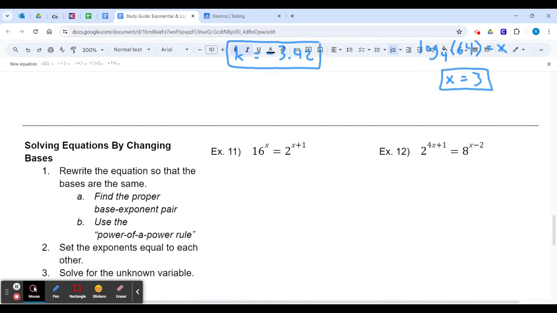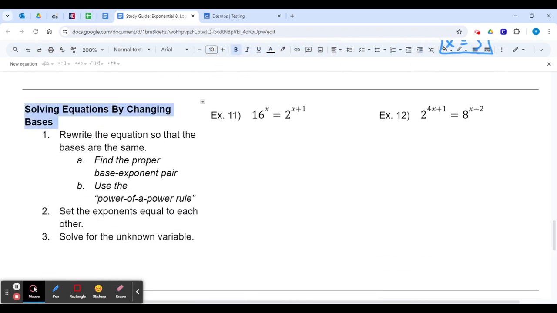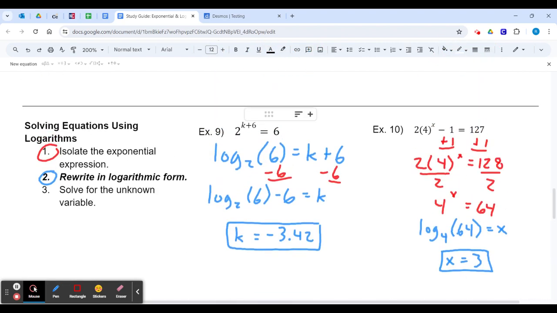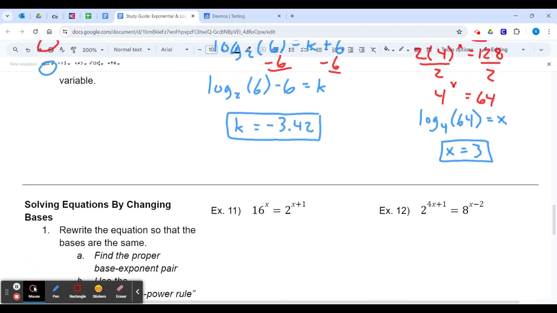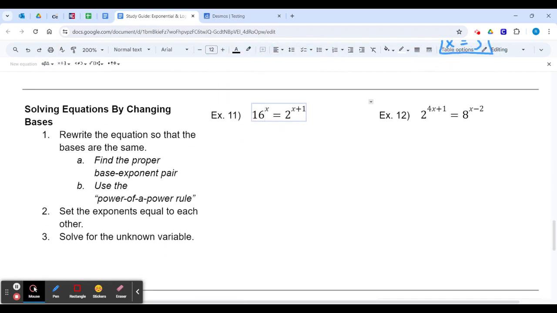So the other strategy we used to solve some of these exponential equations was by changing the base. And these are going to show up when we have an exponential on both sides of our equation. We have a 16 to the x here. We have a 2 to the x plus 1 over here. Notice in the last two we did, we just had one side with an exponent. What we want to do is start by rewriting the equation so that the bases are the same. You'll notice that we have 16 as one of the bases, 2 as another base.